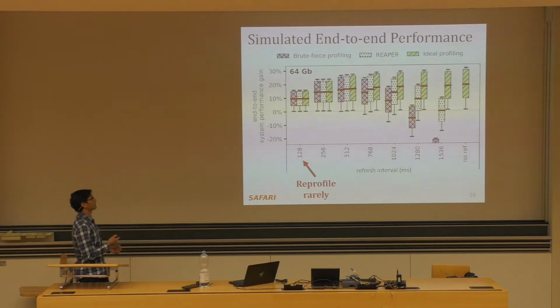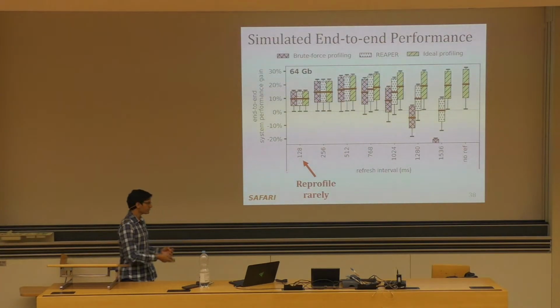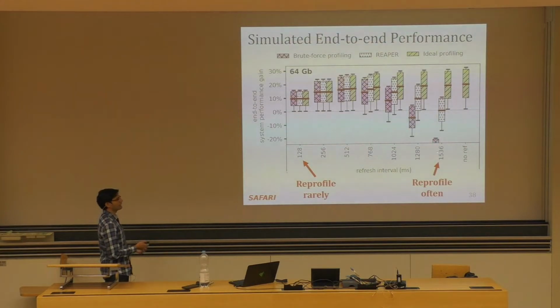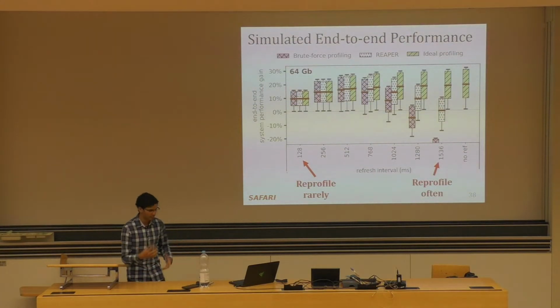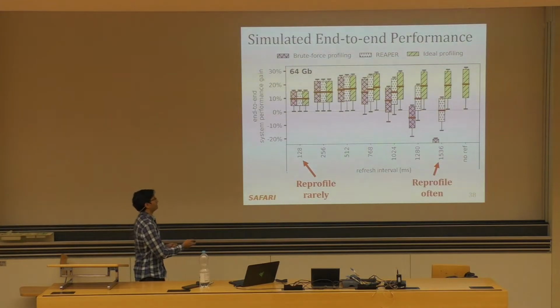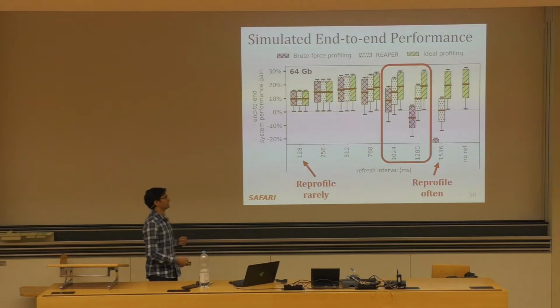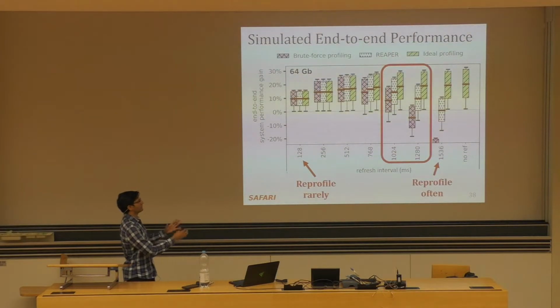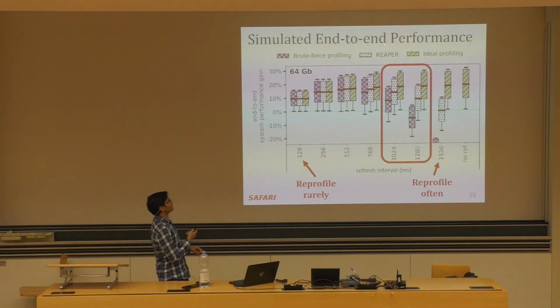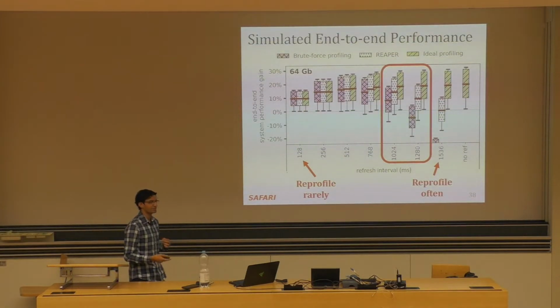And we see that both brute force profiling and REAPER maintain a significant amount of the benefit of the ideal profiling mechanism. On the opposite extreme, at a very high refresh interval, we have so many errors that we're constantly profiling, and this adds so much overhead that we actually get negative performance gains. The performance suffers significantly. If instead we focus on some regime in the middle, say a refresh interval of 1024 or 1280 milliseconds, we see that both mechanisms manage to get some sort of performance benefit, but it begins diminishing. And in both of these cases, REAPER maintains much more of the ideal profiling benefit than the previous best profiling mechanism is able to.